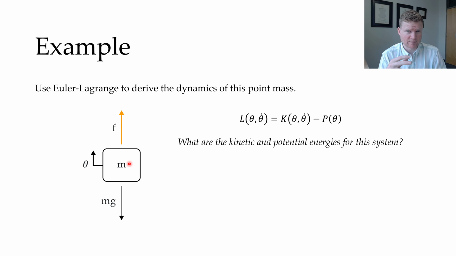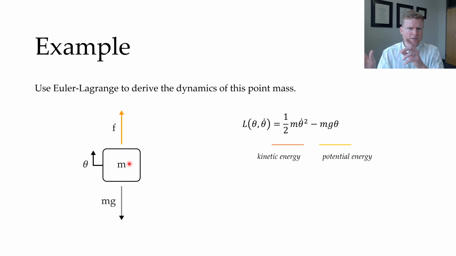Maybe from physics, you remember something like 1/2 mv squared for kinetic, and for potential, you might think about maybe mgh. Well, if you just convert those equations to the system, you'll end up with your Lagrangian. Here, my kinetic energy is 1/2 m theta dot squared. It's the exact same as 1/2 mv squared. It's just here my velocity is theta dot. And then my potential energy is mg theta. Again, the exact same as mgh, except here the height is just going to be theta. So I've got my kinetic energy minus my potential energy, and that's my Lagrangian. As a reminder, these are scalar values.